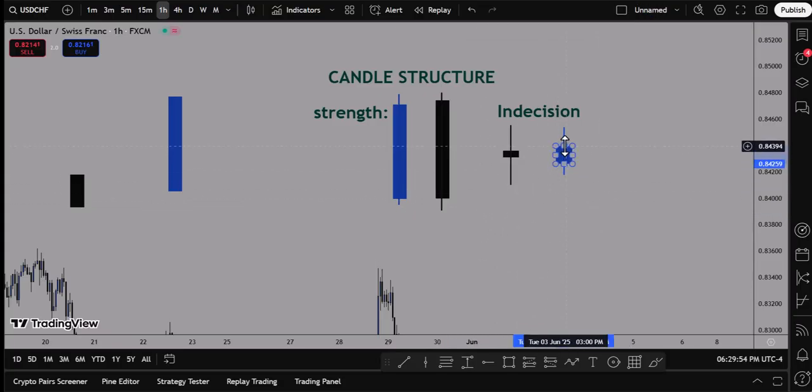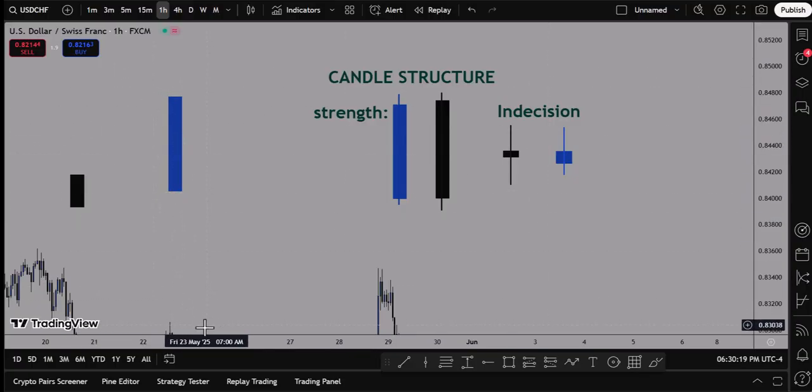So you can see how this body is. It's not really very small, but it has a long wick on both sides. One thing you want to look out for in an indecision bar is that it usually has a long wick and a small body. Even if you don't see a long wick, I think you want to see the small bodies. But then the long wick also serves.